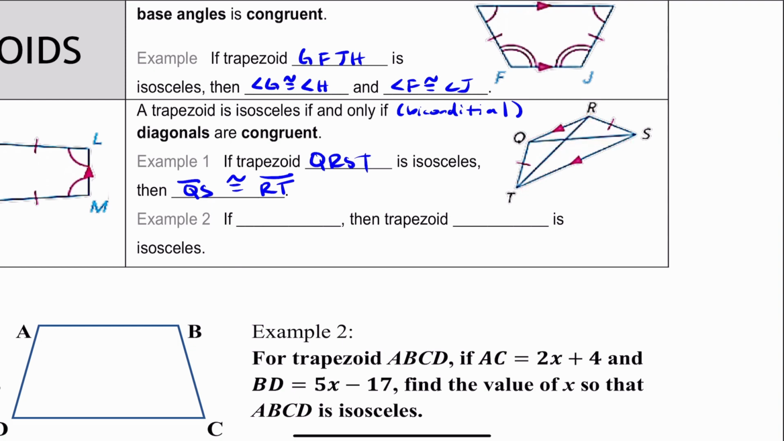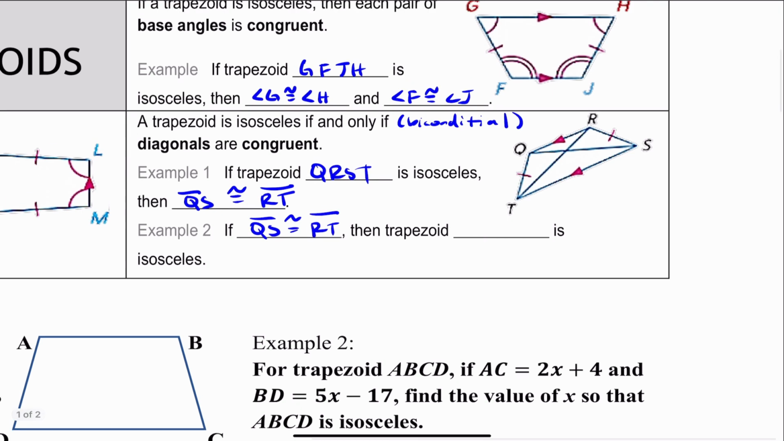And it goes the other way. If segment QS is congruent to segment RT, so if these diagonals are congruent, then we can consider this as an isosceles trapezoid. So then trapezoid QRST is isosceles. This is using the converse theorems. Okay?